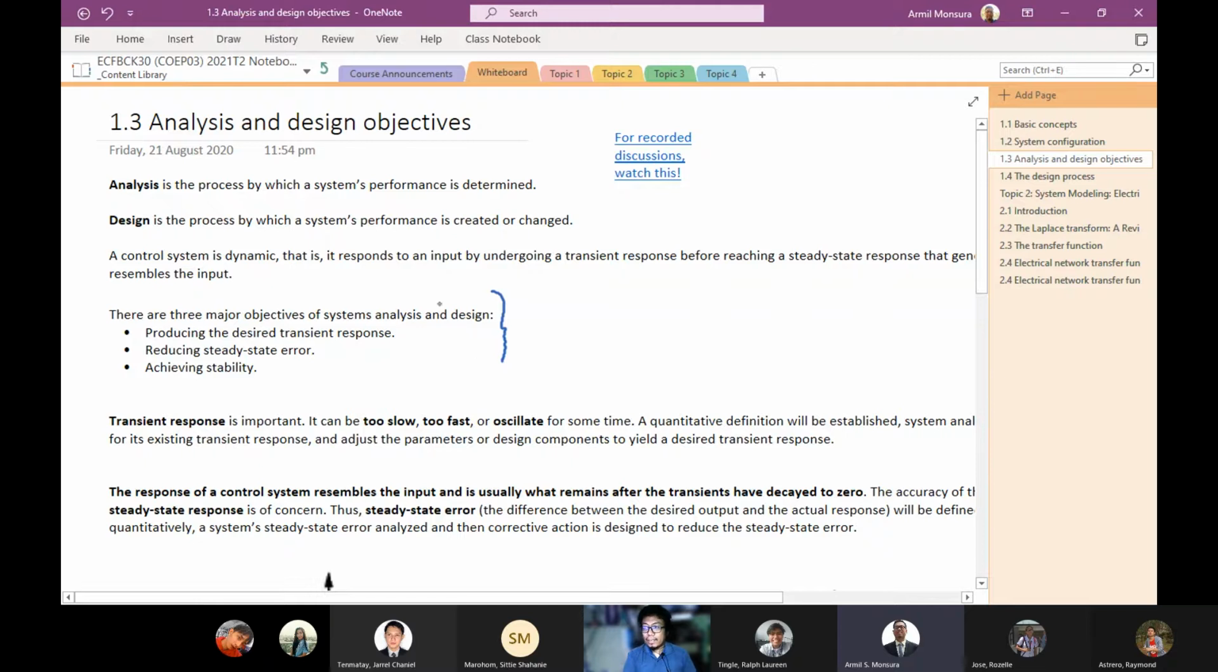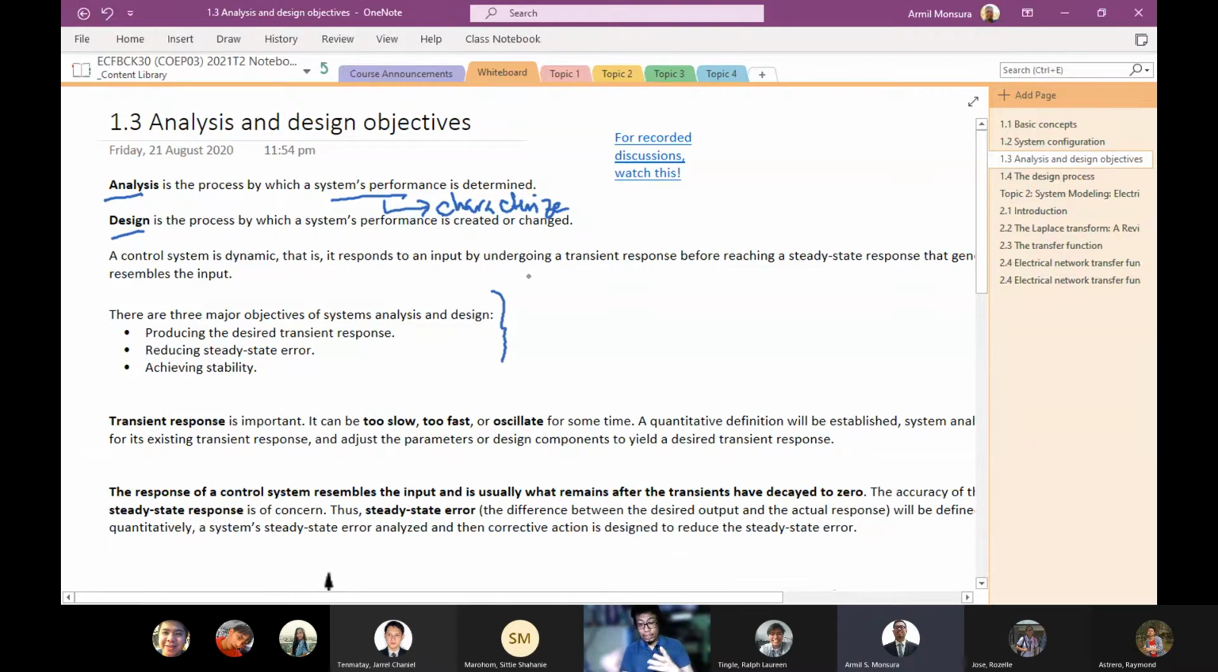Pero bago yan, pag-ibahin muna natin yung tinatawag na analysis at saka design. Okay. So analysis is the process by which a system performance is determined. So when you say system performance, it means that we will characterize. For example, if you have a certain system, i-describe muna natin kung ano. We will try to describe how is the system performing currently as it is.